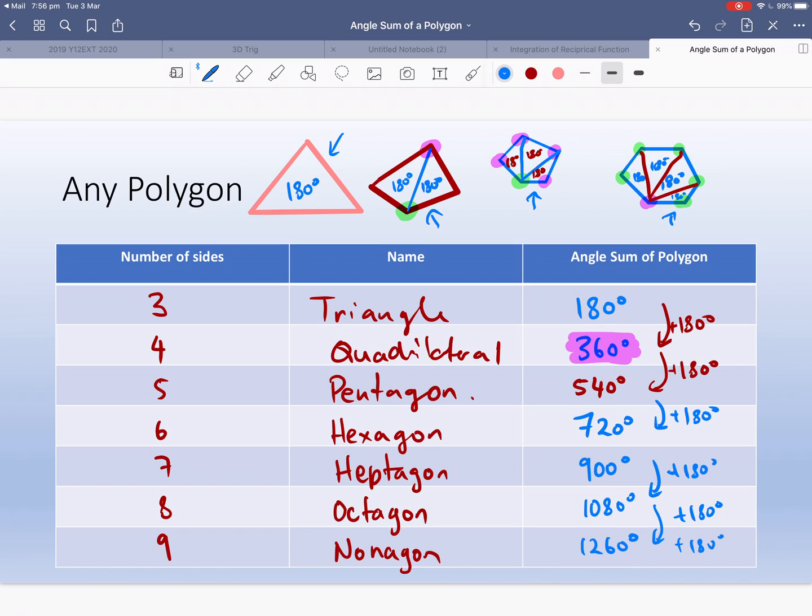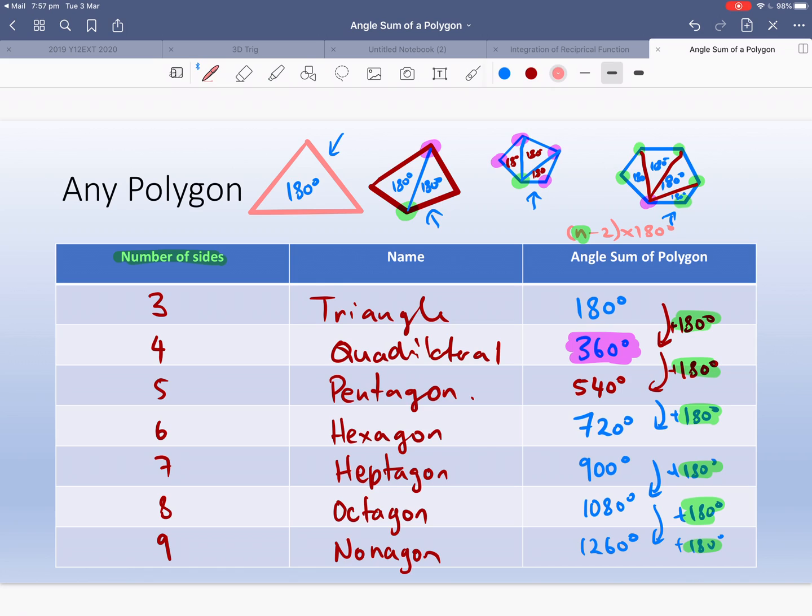But I don't want to do that. I don't want to keep adding 180 degrees. I know the pattern. I want a formula that can do it for me. Have you thought about what it might be? It's actually this. I'll put it above here. It says angle sum of polygon is actually n minus 2 times 180, where n is number of sides.